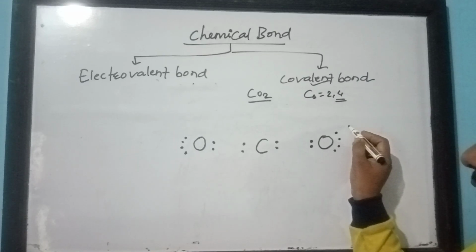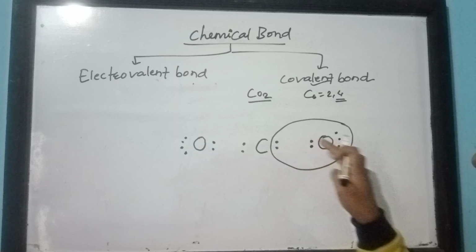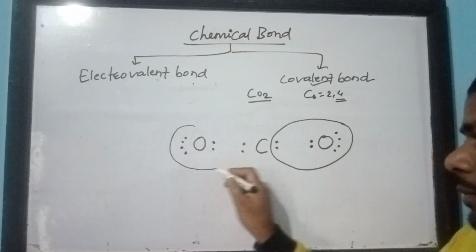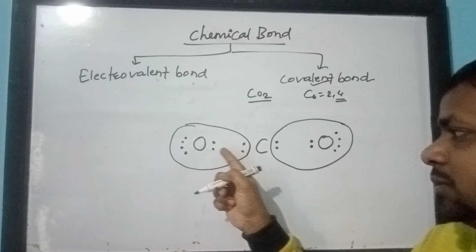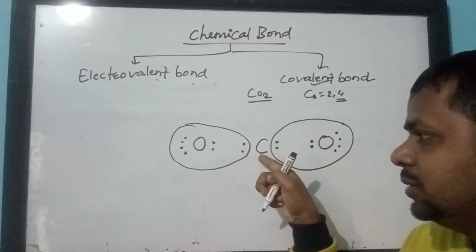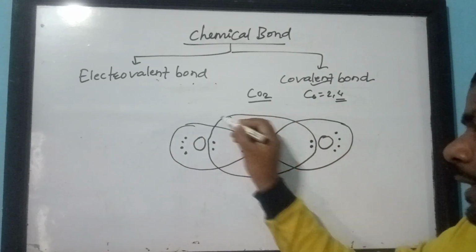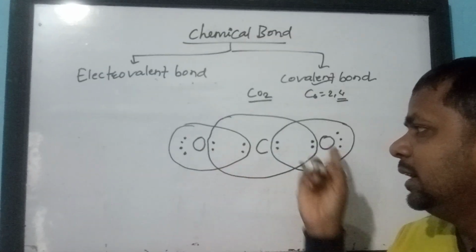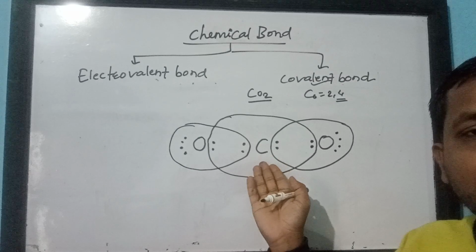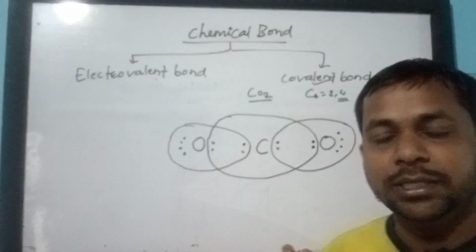Let us draw the covalent bond. These two electrons are shared, so 2 electrons come here for sharing and its octet is completed. Similarly, for this oxygen, these 2 electrons are shared, so its octet is also complete, and these 2 electrons and these 2 electrons are shared with carbon. So the carbon also has 8 electrons around it due to this sharing. The carbon octet is completed, and the octet of each oxygen atom is also completed.